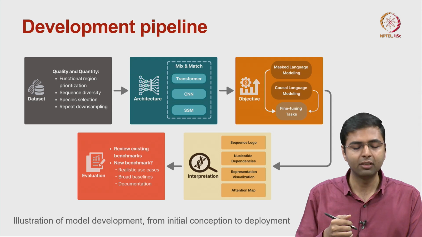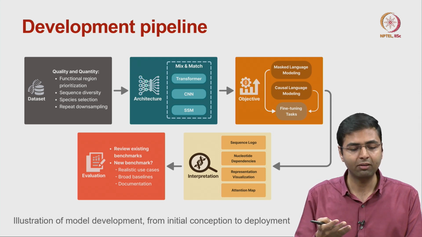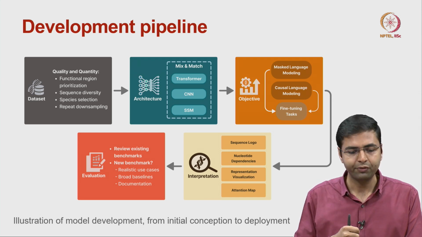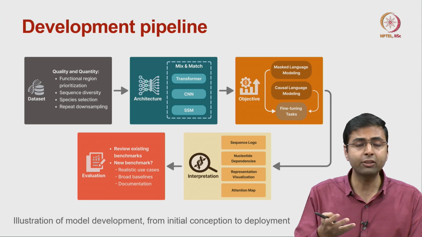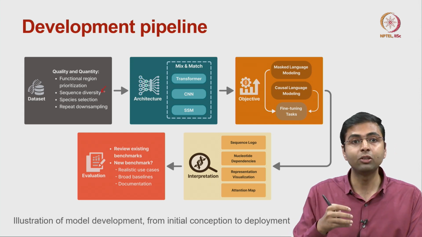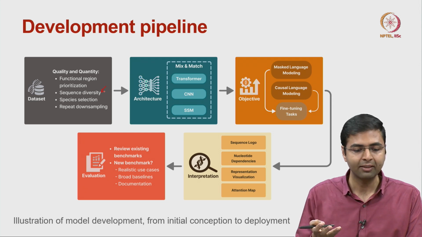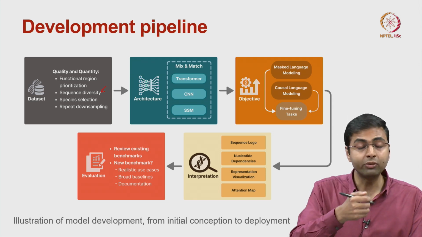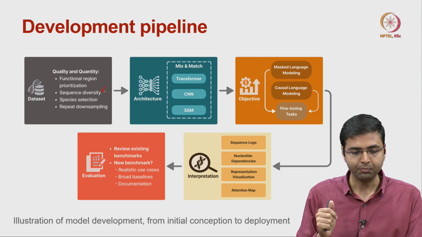Then as a first step, and one of the important steps, is what data set would you want to use for training the model. So in the context of DNA language models, for example, what genome sequences do you want to consider, from which species, and so on. Like, do you want to downsample the repetitive sequences?